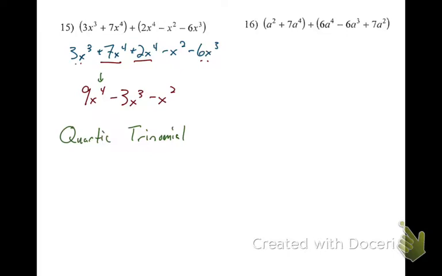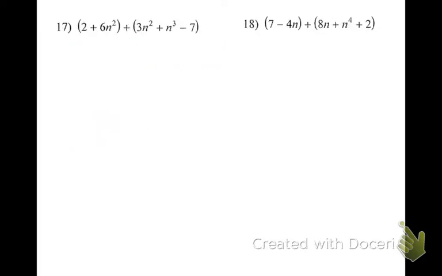Okay. Number 17, another addition problem, so no big deal here. We just drop the parentheses. 2 plus 6n squared plus 3n squared plus n to the third minus 7. Now we're going to combine like terms and look for the biggest degree. We got it right there. So it'd be n to the third coming first. And then I have plus 9n squared. There's no just n term, but now I have 2 minus 7, which is minus 5.